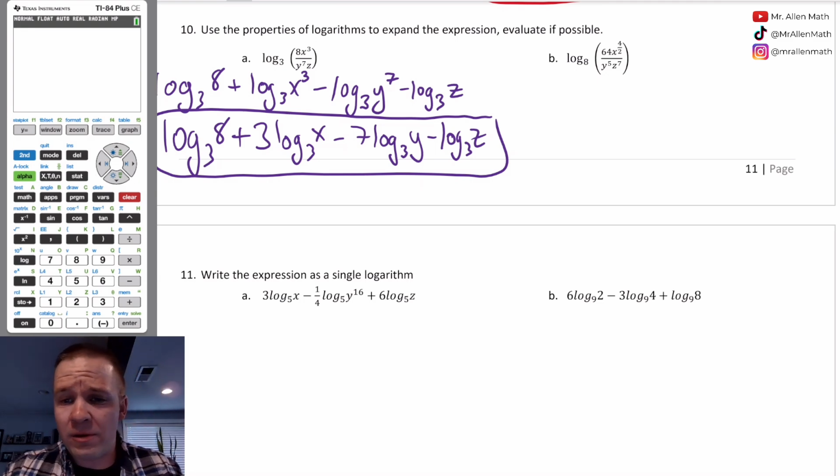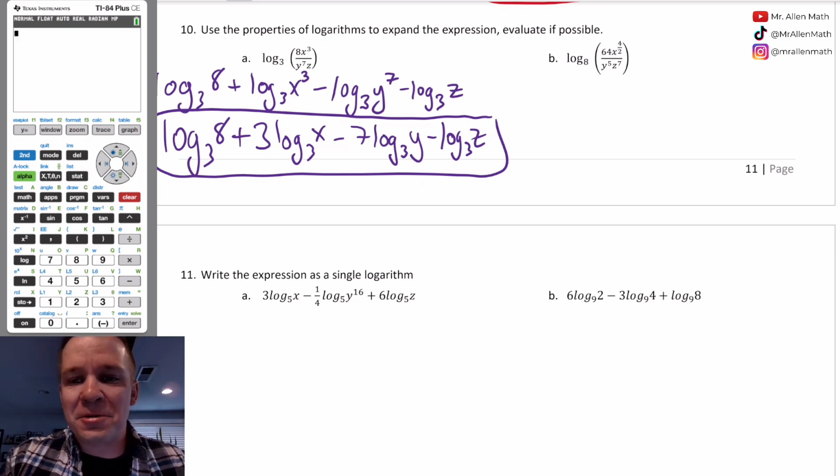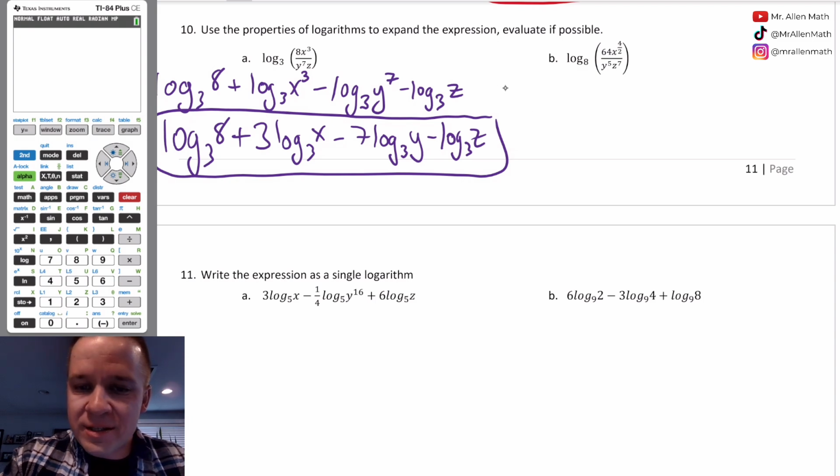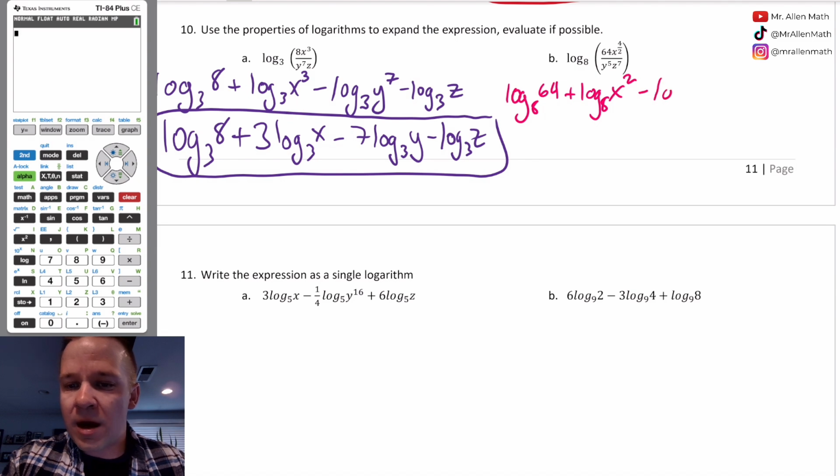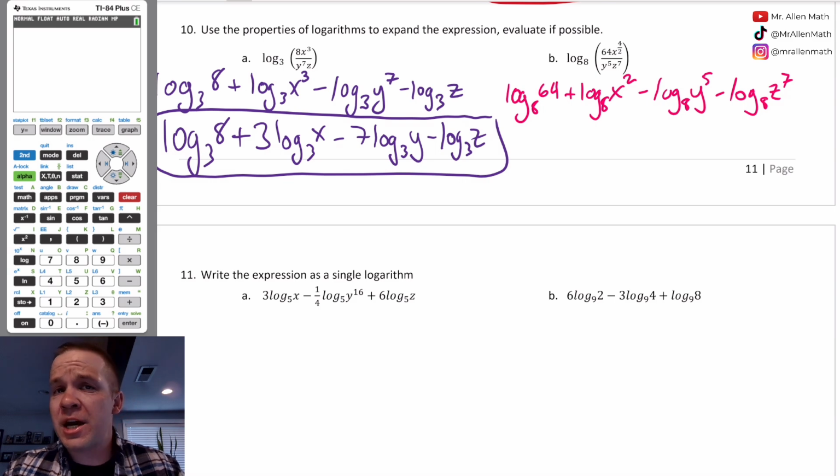We got, oh boy, we got a whole lot. We got x to the 4 over 2. I think that was a typo, but that's okay. We'll leave it. Okay, so that's just 2, right? We got log base 8 of 64 plus log base 8 of x to the 4 halves. I'm just going to change that to a 2 right now. And then we have minus log base 8 of y to the 5th and minus log base 8 of z to the 7th.